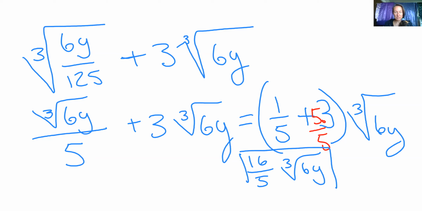Don't be overwhelmed when you see fractions. Remember, we have that quotient property that allows us to split up the numerator and the denominator under the radical, so we can simplify them separately. All right. And don't be intimidated when you see a fraction like this. You can separate the fraction really as 1/5 times this cube root of 6y.